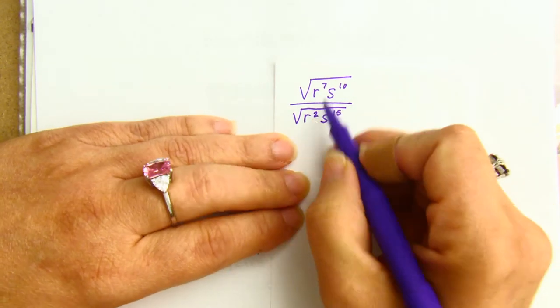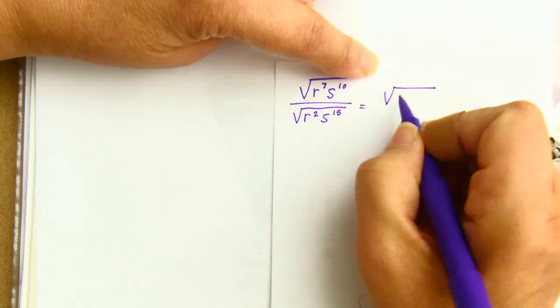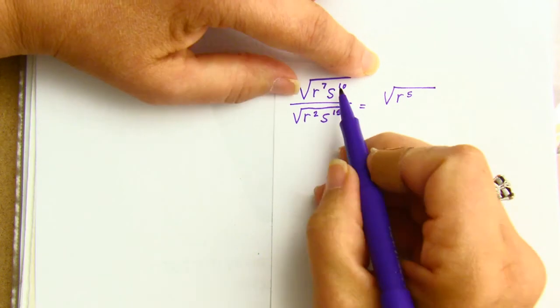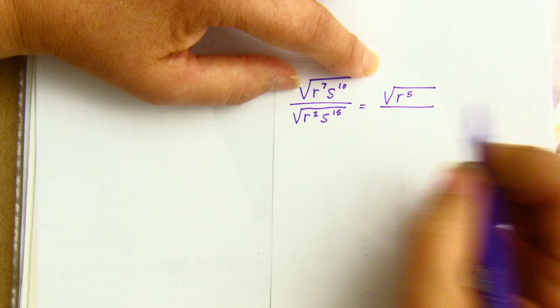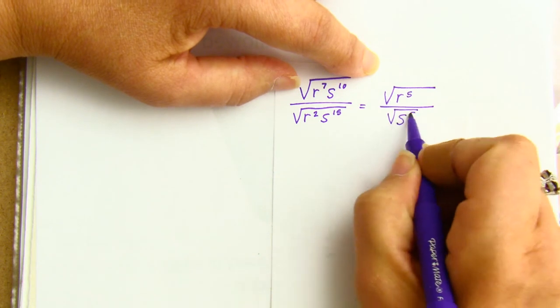2 of these will divide out 2 of those. So I can simplify this. This could become r to the power of 7 minus 2 is 5. And then here, notice there's more in the denominator than there are in the numerator. So that would be the square root of s to the power of 5.